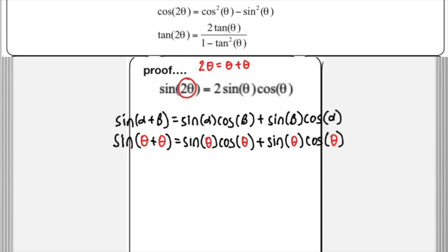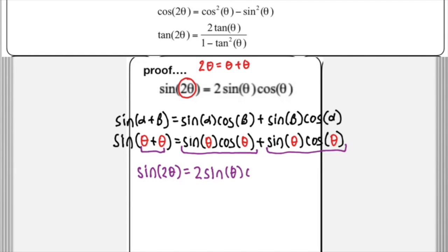And now it's just a matter of collecting like terms. So let's see what we got. I know that theta plus theta is going to give me 2 theta, so I'd have sine of 2 theta equals, and now I got two of these guys. Sine theta cosine theta, sine theta cosine theta, so it's fair to say that I have 2 sine theta cosine theta. And it looks like that completes the formula up top.